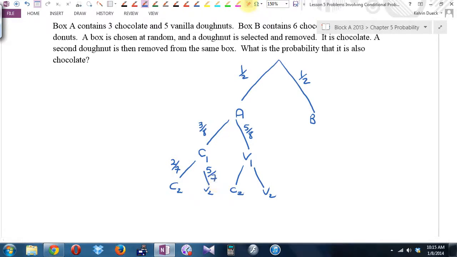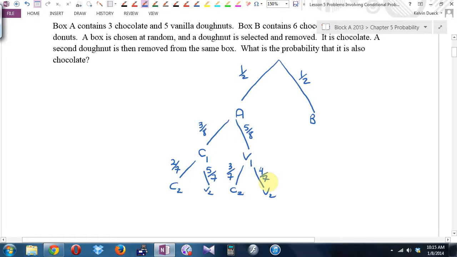Down this branch, we picked a vanilla from box A. How many chocolates are left then? 3 out of 7. And 4 out of 7.